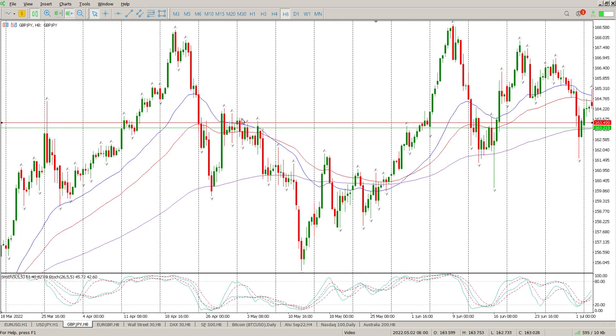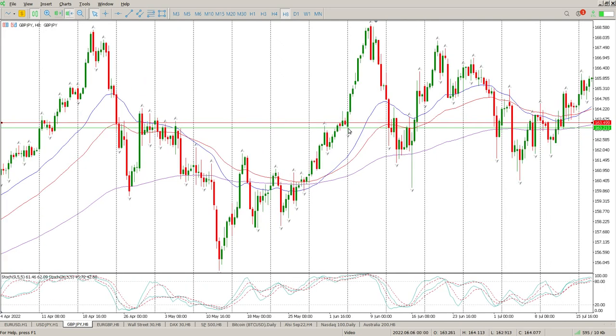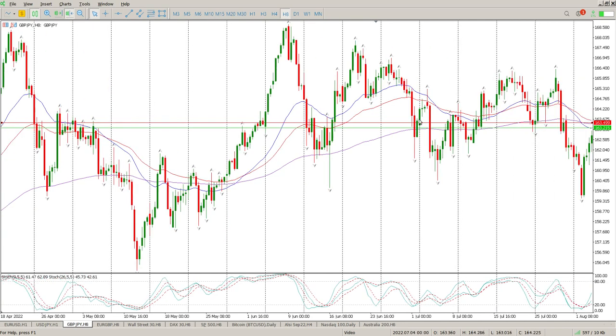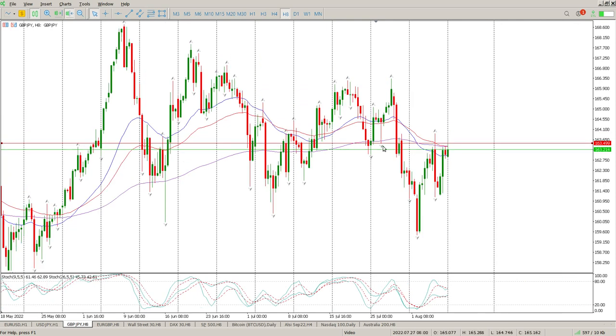You can see rejections there, more rejection, attempted support, rejection, and you can see as we go along, support. Now we're busy with rejection. So this is the level to pay attention to.